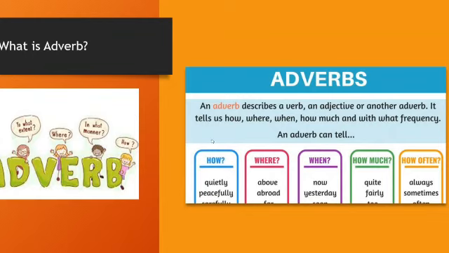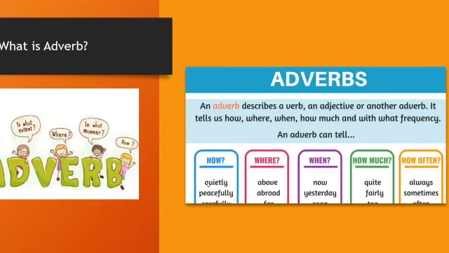Here's a definition. An adverb describes a verb, an adjective, or another adverb. Means it describes a verb, an adjective, or another adverb. It tells us how, when, where, how much, and with what frequency something has been done. ये हमें बताता है कि कोई भी चीज़ कब, कहाँ, किस तरह, किस तरीके से और किस अंदाज में हुई.